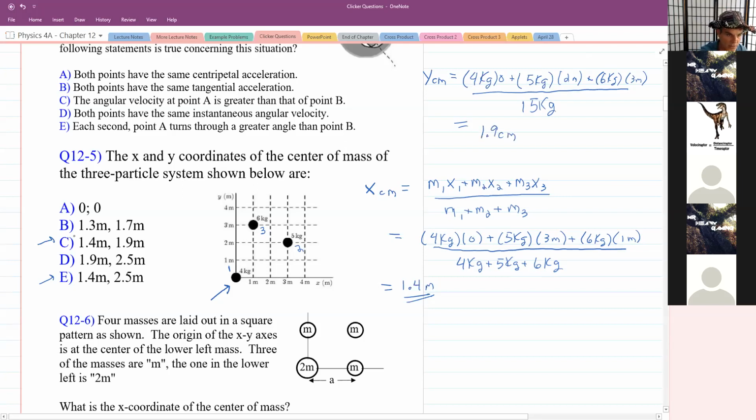So the correct answer is 1.4 meters in the X direction, 1.9 in the Y. So my center of mass is somewhere around here. Now the center of mass, no matter where I define the origin, would always be in that position. All right, let me stop this.